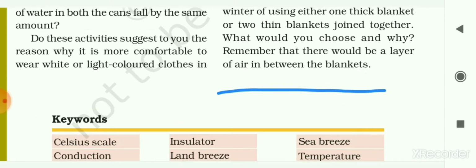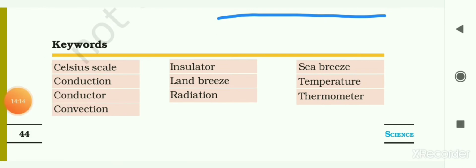Let me go through the keywords of this chapter. The first is the Celsius scale. The Celsius scale is a measurement of temperature in which 0 degrees represents the freezing point of water, that is, at that temperature water freezes and we get ice. 100 degrees represents the boiling point of water, at which we get water in vapor or steam form. It is the standard unit to measure temperature.